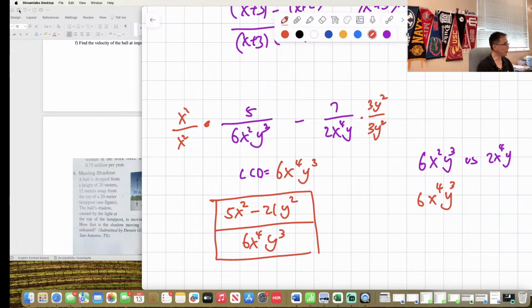And you cannot simplify anything. If you simplify like this, saying that's x squared, this is x squared, this is wrong. This is completely wrong, because every time you simplify, it has to be a factor. Is that okay?